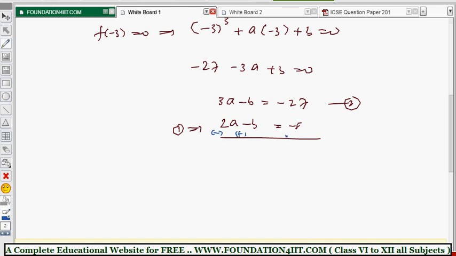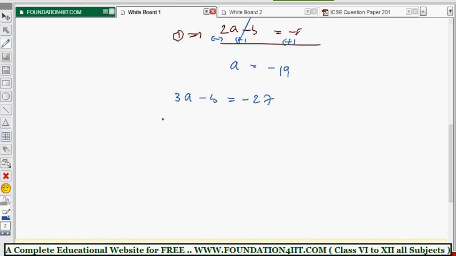Minus plus and plus. So 3a minus 2a is a, that is equal to minus 27 plus 8. So minus 19. Right? So a is minus 19. The a value is substituted in one of the equations to get b. Then 3a minus b is equal to minus 27. You substitute here. a is minus 19.